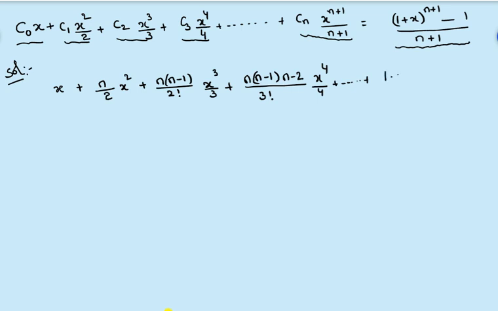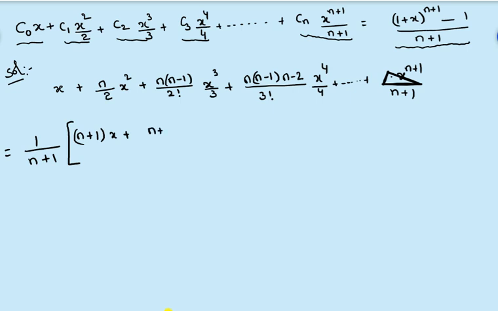nC_n is equal to 1 into x to the power of n plus 1 divided by n plus 1. Now what I am doing is multiplying with n plus 1, that's why dividing with n plus 1. Then what happened to this one? n plus 1 into x.